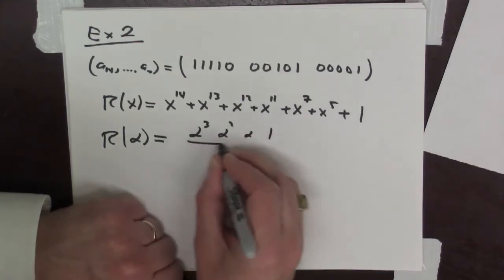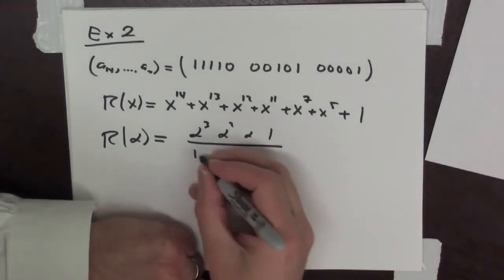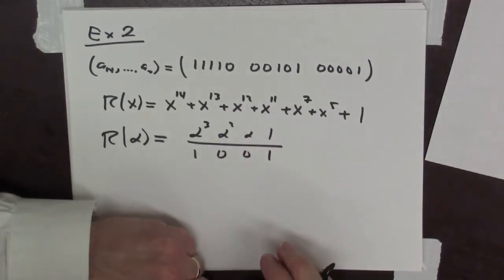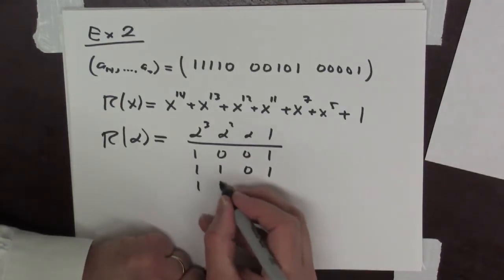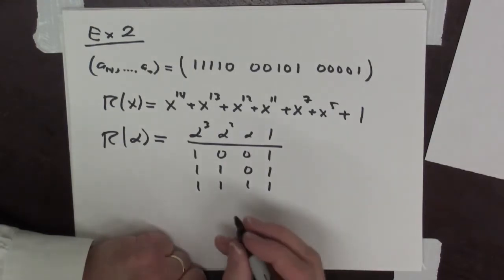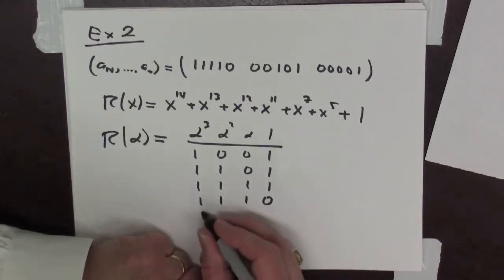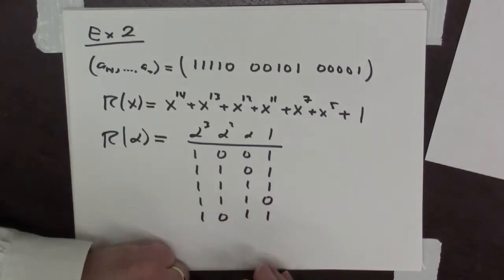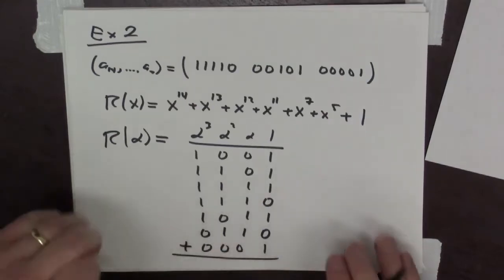We can speed up. So here we look at the table. Alpha to the 14 is 1, 0, 1. Alpha to the 13 is 1, 1, 0, 1. Alpha to the 12 is 1, 1, 1, 1. Alpha to the 11 is 1, 1, 1, 0. Alpha to the 7 is 1, 0, 1, 1. Alpha to the 5 is 0, 1, 1, 0. And then finally 1 is of course 1. And add all these up.